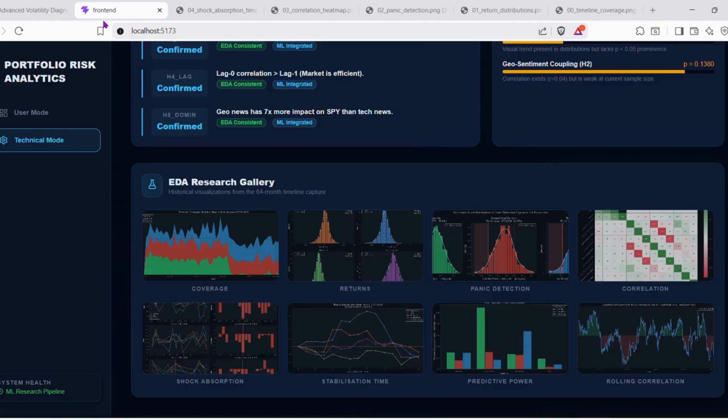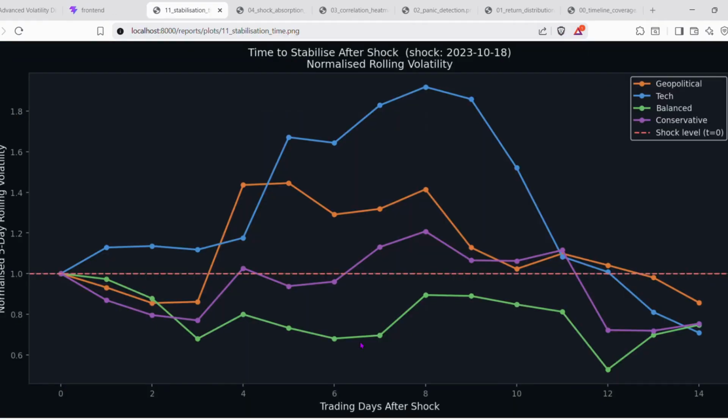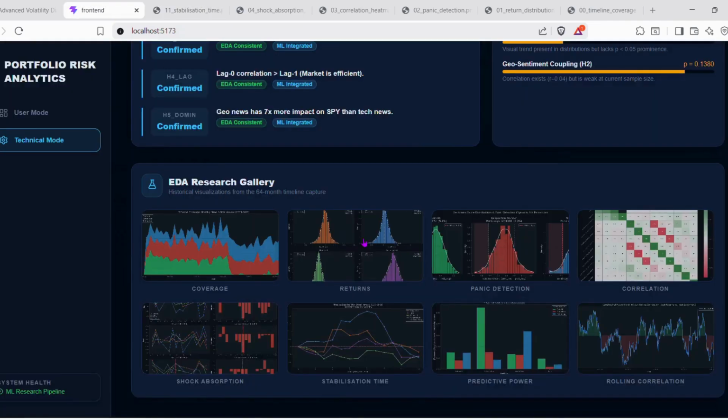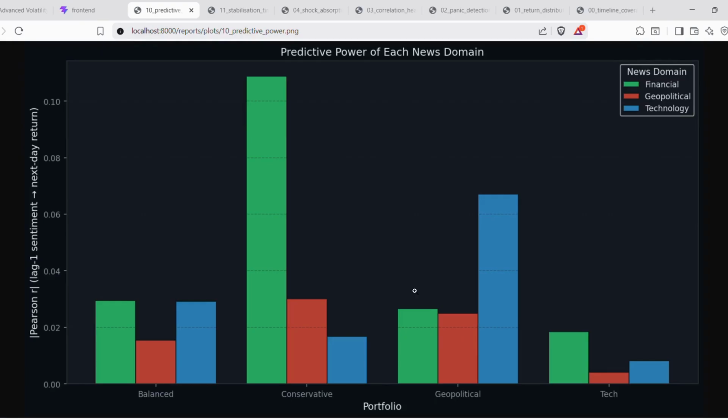we had calculated. The other one we have done is for a stabilization timeline, to understand the differences in the stabilization time for every single portfolio being observed, with a mean of 2.12 that we had calculated according to our model before, being the standard deviation allowed for every single date calculated. And then we have the predictive power of each news, where we are able to understand that for every single type of portfolio, be it balanced, conservative, geopolitical, or tech, what kind of news domain dominates that particular portfolio.